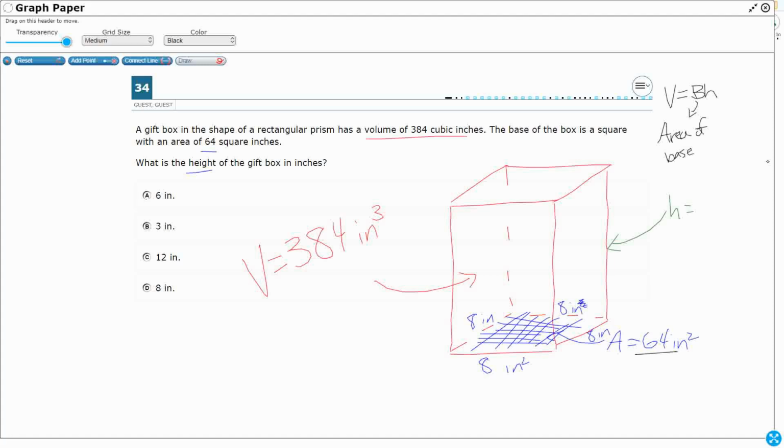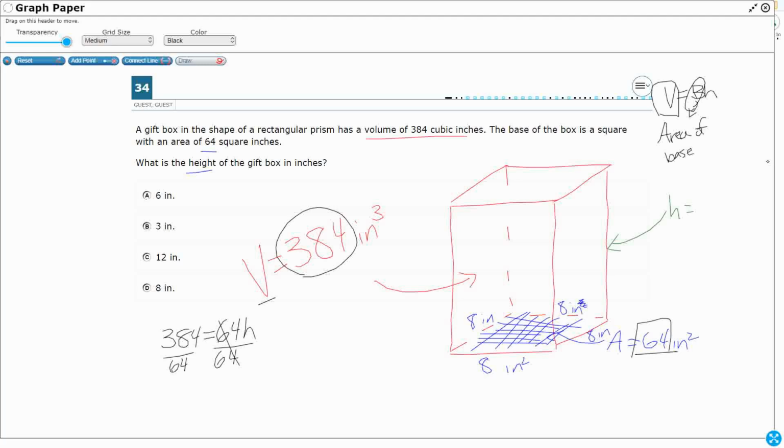Well, I know my volume is 384, so I'm going to substitute that in right here. I'm going to say 384 equals my base, which is right here, 64, times h. What I don't know is my height, but that's what I'm looking for. So let's use our properties of operations. If 64 is being multiplied by h, let's divide both sides by 64. That's going to cancel that out and isolate the h.